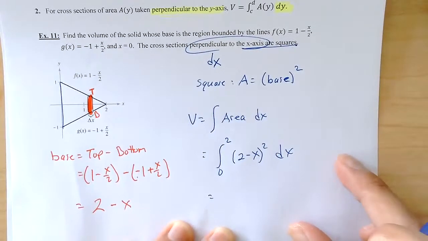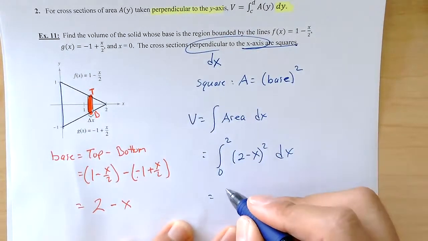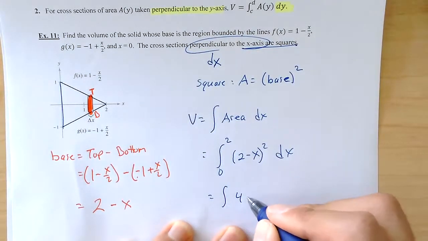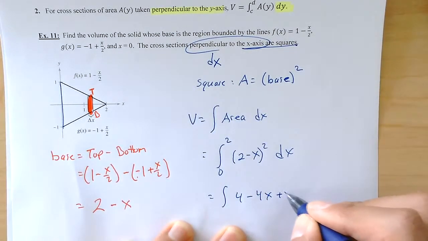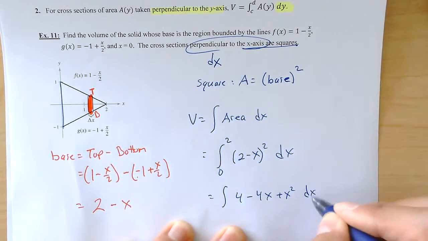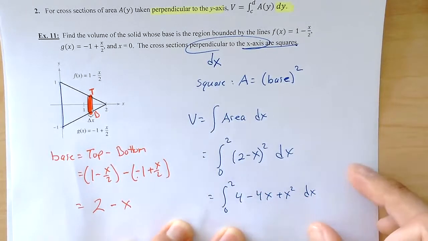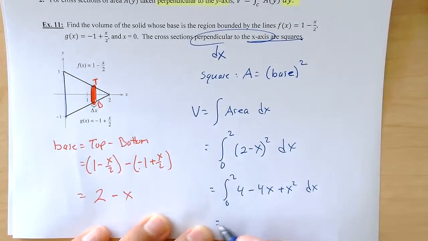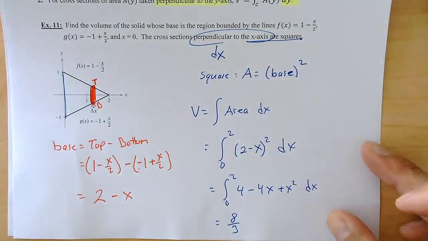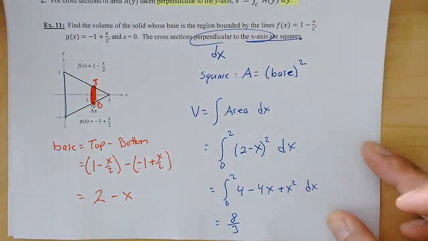I invite you to pause, do a little bit of algebra. I don't want to do all this baby work for you. We are all experts at this now. Integrate, top minus bottom, and you should get 8 over 3. Let me set up the next one.